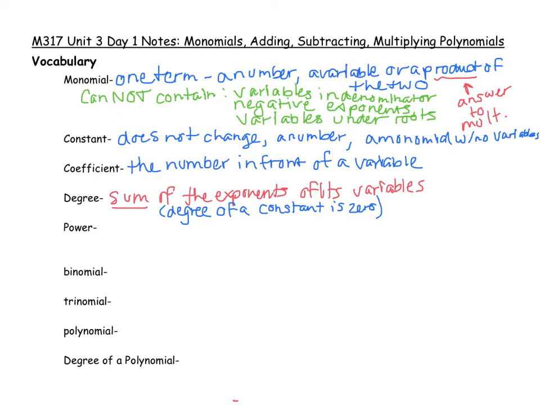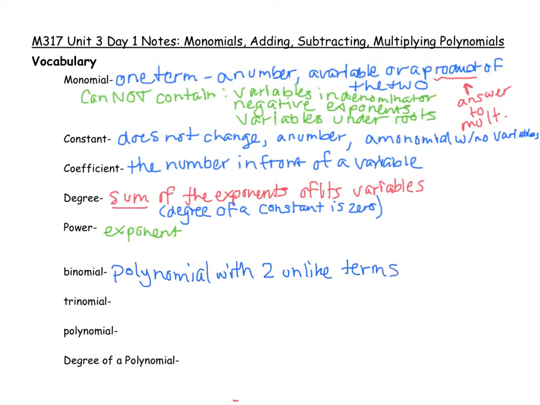A power is just the exponent. We'll do some examples of figuring out degree in just a minute. The last three terms here are all related. A binomial means that we have a polynomial with two unlike terms. Trinomial means we have a polynomial with three unlike terms. And a polynomial can be many terms, or it could be just one term, really. It can be a monomial or a sum of monomials.